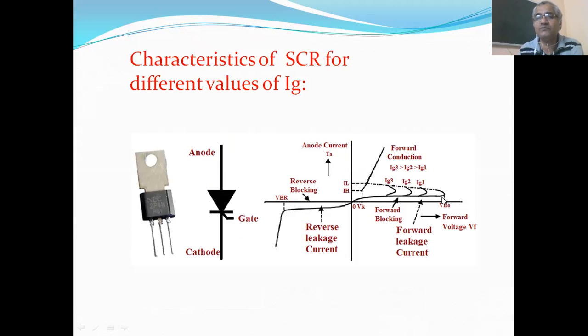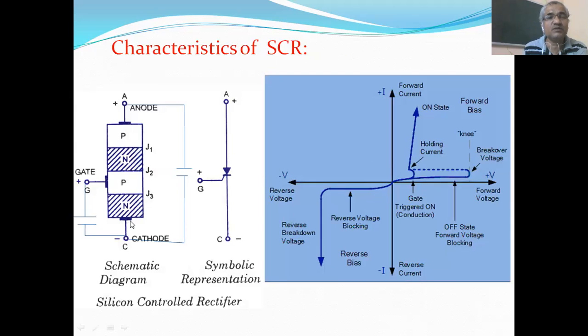Now this is the breakover voltage for gate voltage equal to 0. Now suppose a small gate voltage is applied. That means P is connected to positive and N is connected to negative. That means junction J3 is already kept in some forward bias condition. Junction J3 is forward biased.